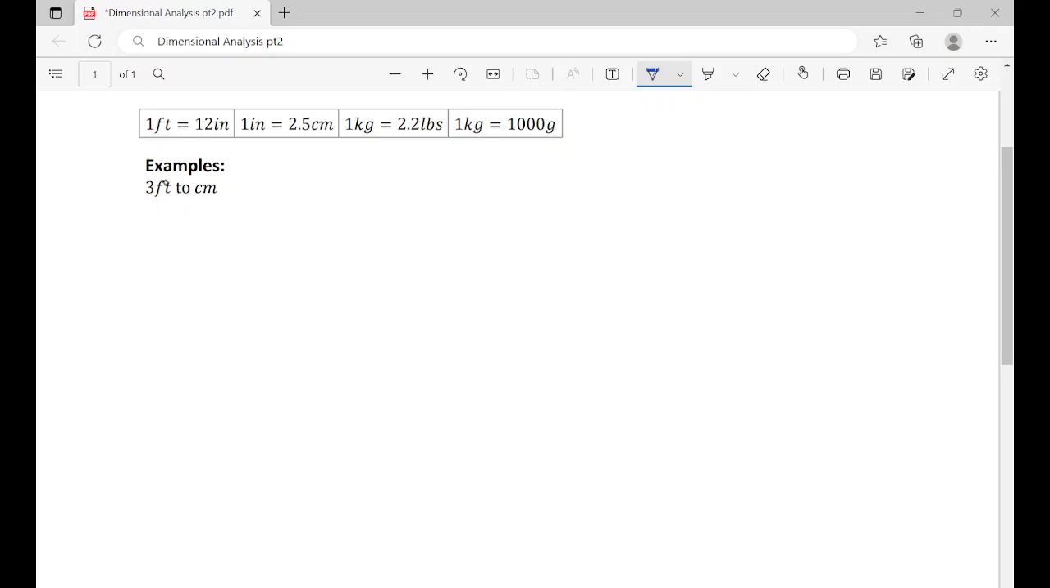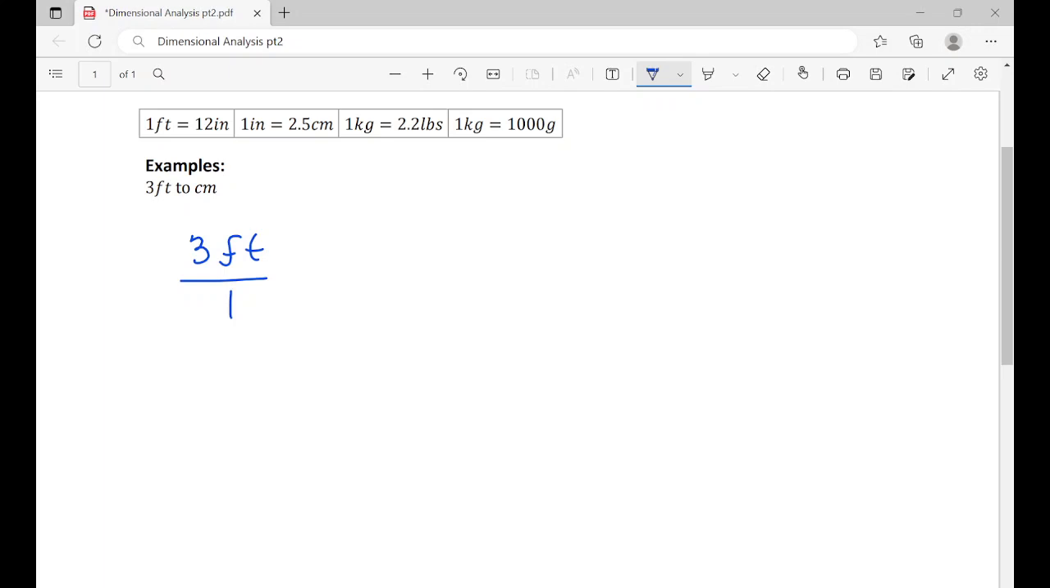So for the first one, I'm going to convert 3 feet to centimeters. So the first thing I'm going to do is write 3 feet over 1. And now I need to get rid of the feet and convert it to centimeters. Now the problem is I can't go straight from feet to centimeters. I'm going to have to do a couple of steps to get there. First off, I'm going to get rid of the feet and turn it into inches, and then get rid of the inches and turn it into centimeters. So this is going to be a couple step process.